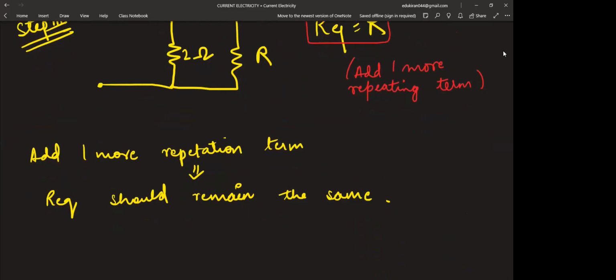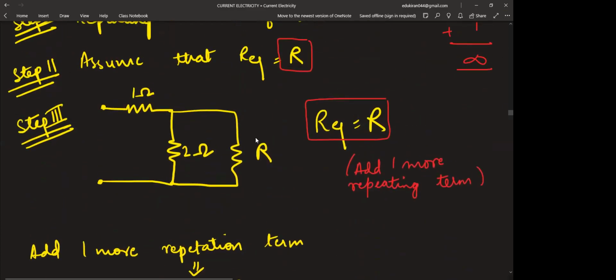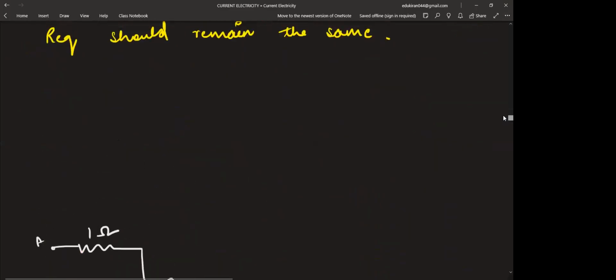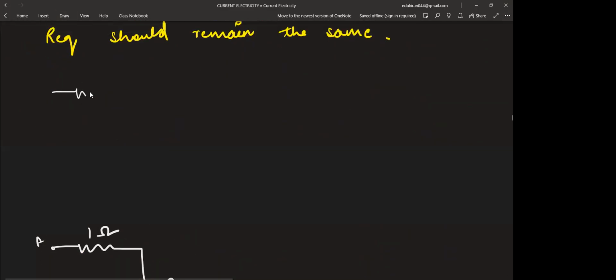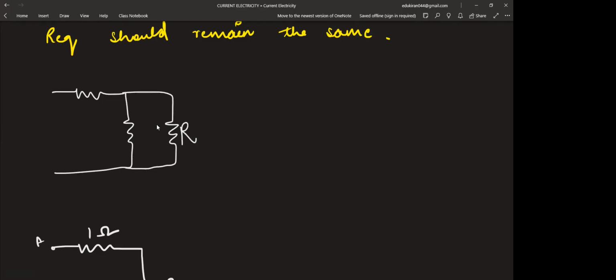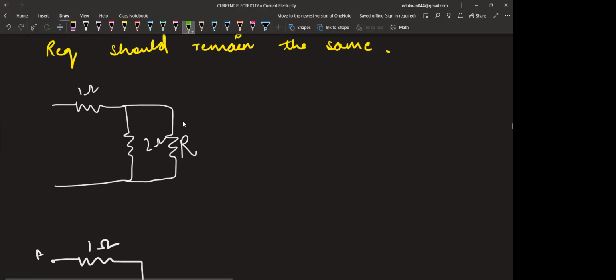Now it means if I solve this circuit, I know the answer is still equal to R, correct? So if I solve this, it's like this is 1, this is 2, and this is the equivalent resistance for the entire infinite R. This is 2 ohms, this is 1. See, these are connected in parallel.